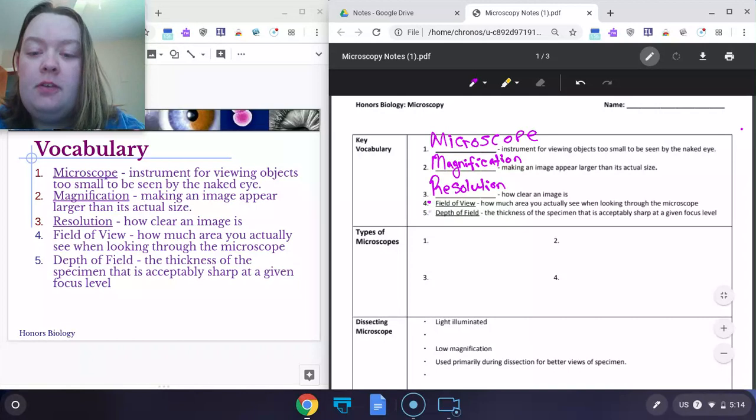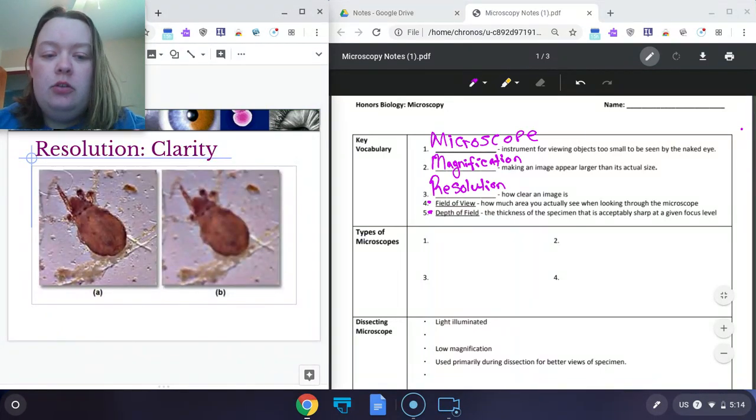And the depth of field is the thickness of the specimen. So you'll notice that sometimes if you're viewing a specimen that can be kind of thick, maybe like part of an insect, you can only make one part of the insect leg or appendage look clear at a time, because the appendage has many different levels of organization, and you can only clarify one at a time.